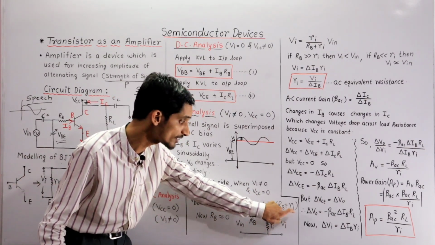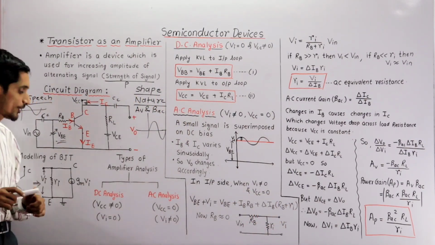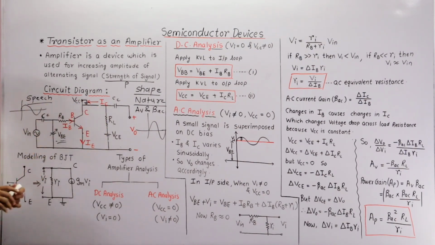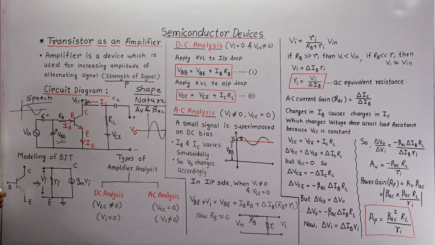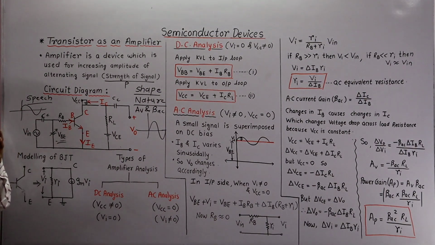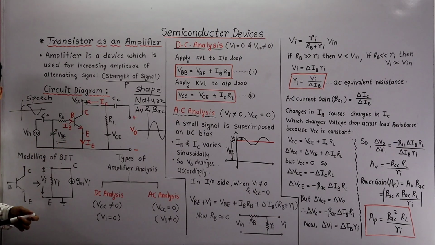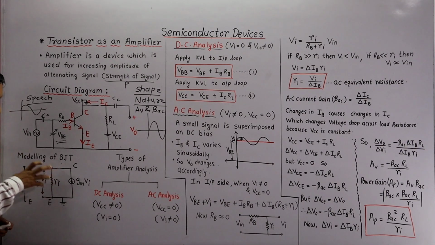Now, where does this Ri come from? Important point, listen here. This transistor is now operating in the AC domain. There are different models of transistors. It means I have to replace this transistor with some circuit or some model. That model is shown here. This is called the AC equivalent model of the transistor, or BJT modeling.